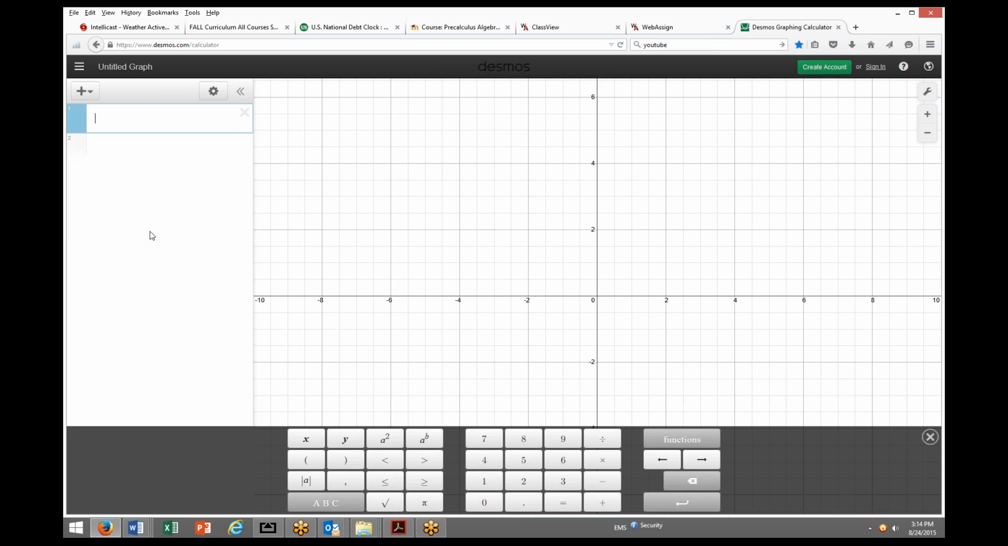You can come up with a screen and entry area over here on the left, and numbers and symbols and all sorts of things down at the bottom that are very useful. And so let's graph this equation right here. I'm going to enter it in, y equals 4x plus 6. Instantly, Desmos shows us the equation right here.